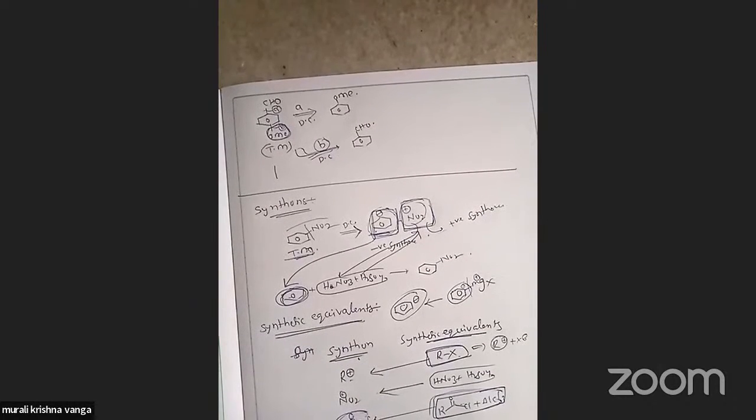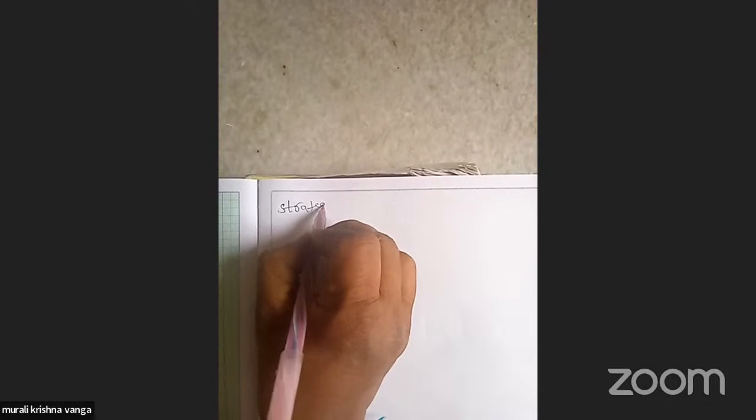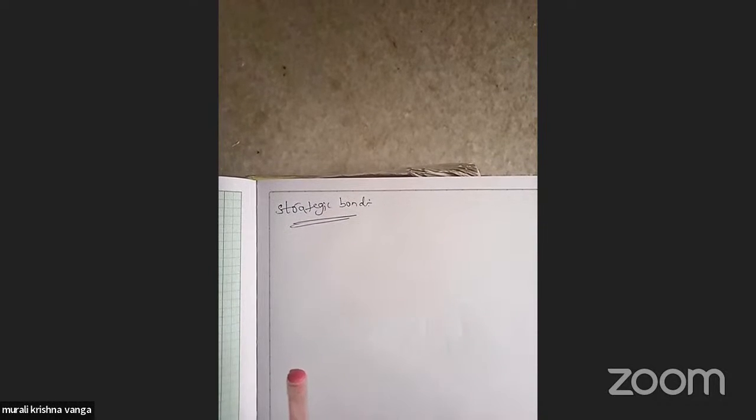Next one is strategic bond. Strategic bond means the bond which is potentially disconnected in the molecule to get a simple starting material. The bond which is potentially disconnected in the molecule to get a simple starting material is called a strategic bond.